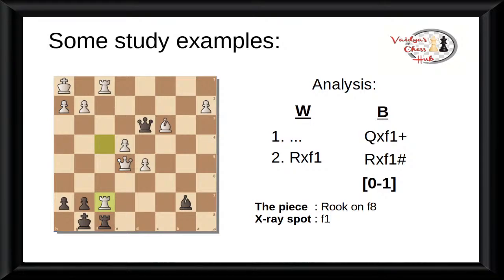Here, it's black to play, okay? So queen takes f1. Ooh, back rank weakness. Rook takes f1. And then again, the black rook on f8 will take on f1, and that will be checkmate. 0-1 this time because black's the one winning here. The piece in question is the rook on f8, and the x-ray spot that we are talking about is the square f1. So remember that you should always mention the piece in question, the piece that is important for the x-ray, and then finally the x-ray spot, so that I know that you've understood this.